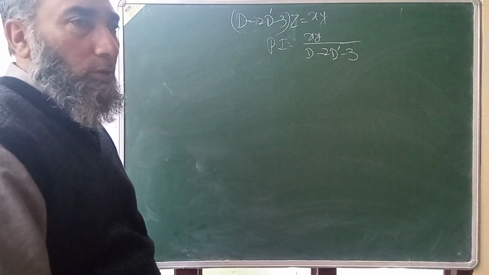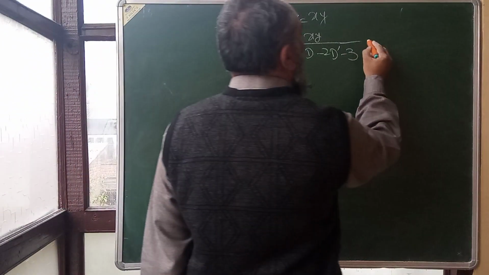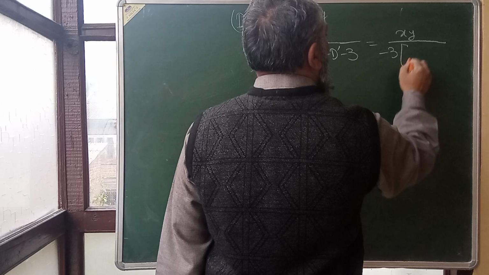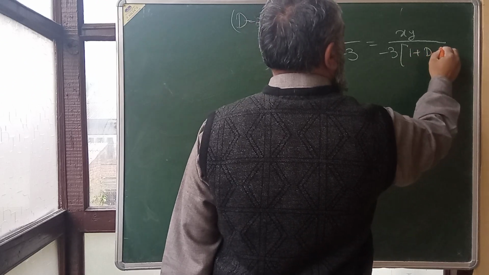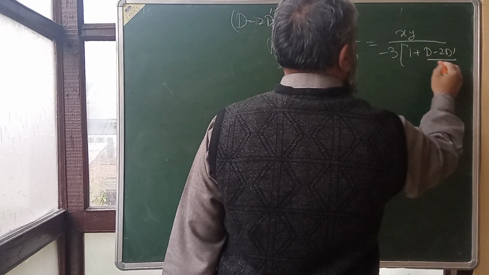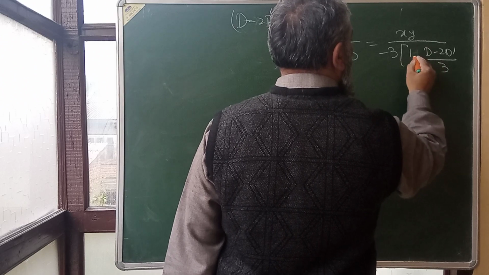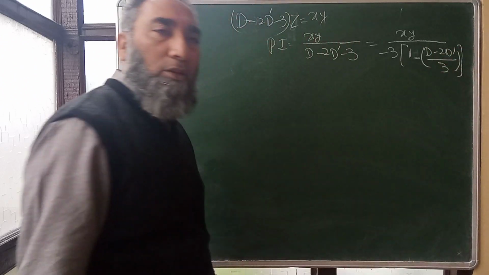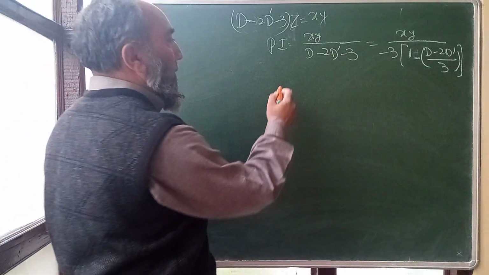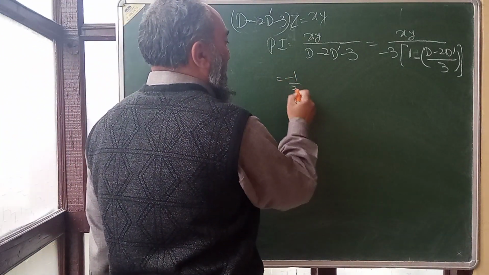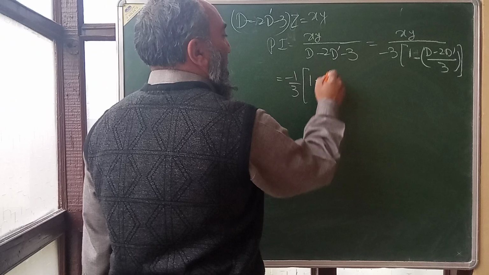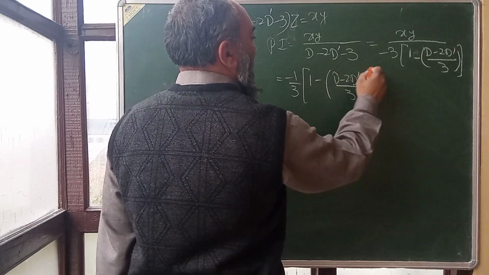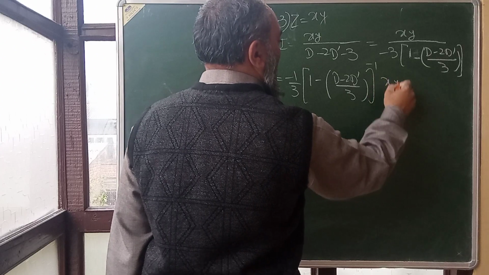So it is now your choice. If you take −3 outside, what is it? This is −1/3 times (1 − (D − 2D')/3). Okay, now you can take it to the numerator and use binomial expansion: −1/3 (1 − (D − 2D')/3) raised to power −1 on xy.